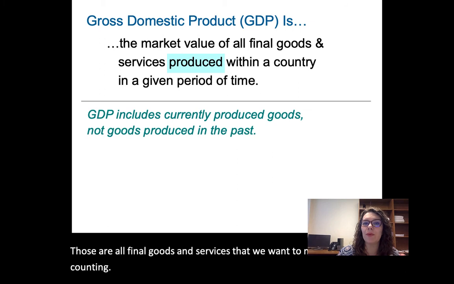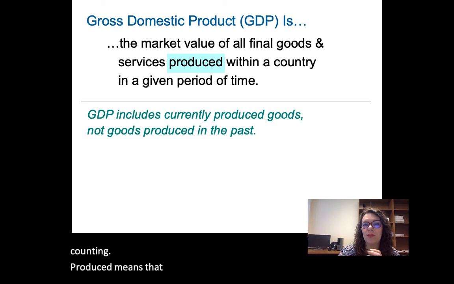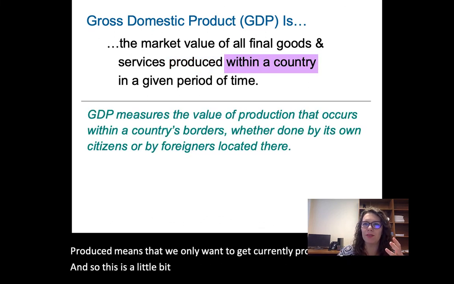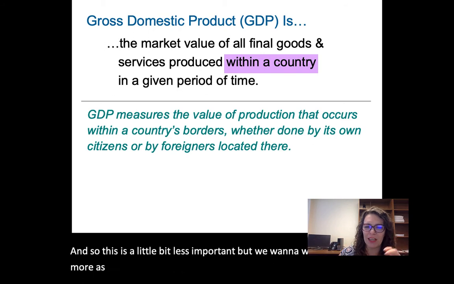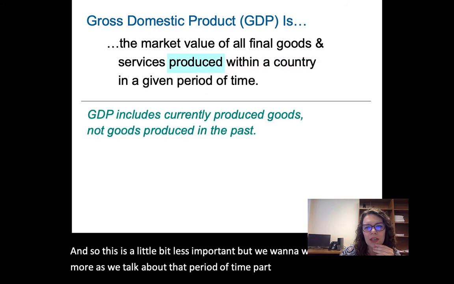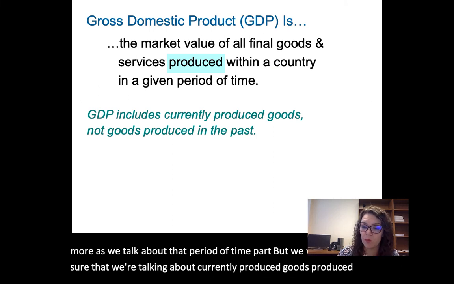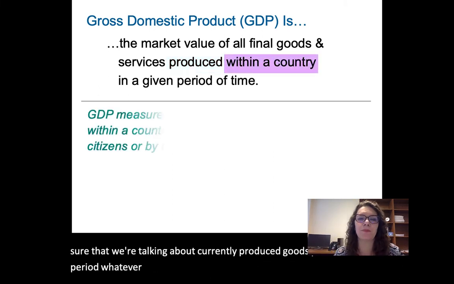Produced means that we only want to get currently produced goods. And so this is a little bit less important, but we'll talk about it more as we talk about that period of time part. But we want to make sure that we're talking about currently produced goods produced in this period, whatever that period is, usually a year.